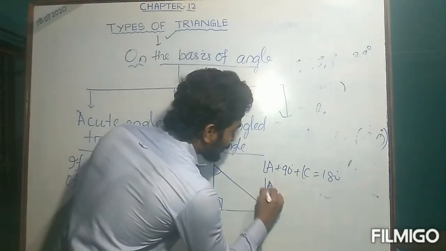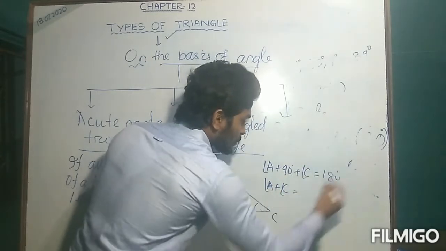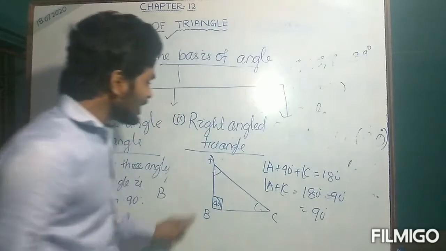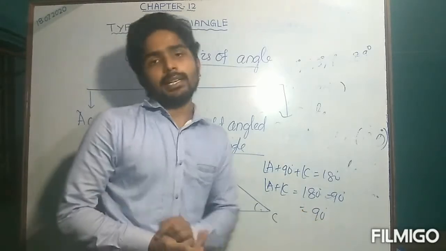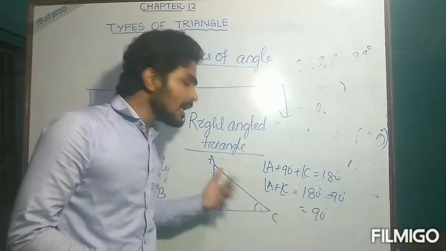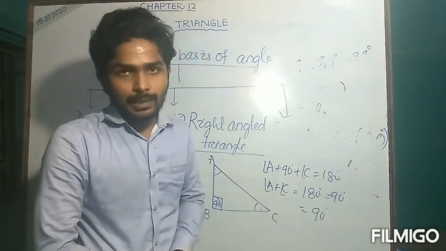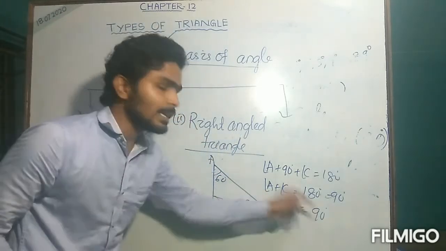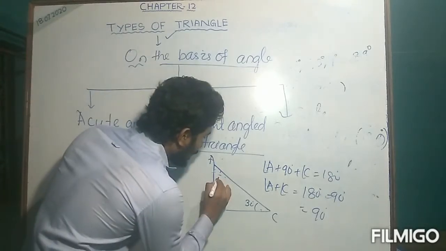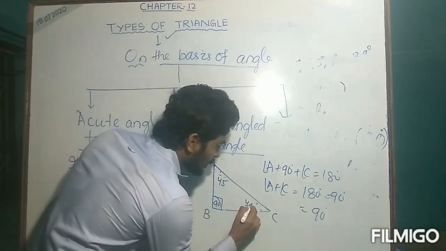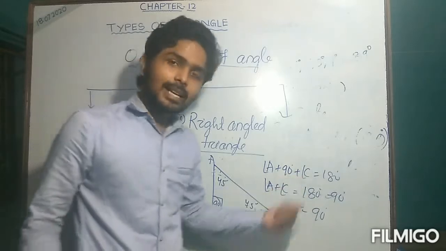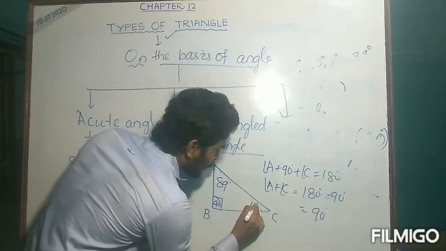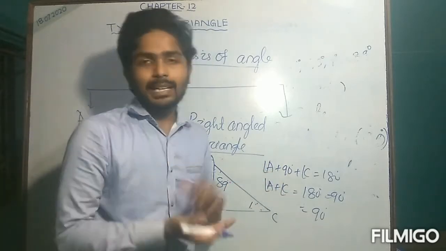The sum of A plus C: 90 goes to the right hand side, it will be minus 90, so it is 90 degree. That means A and C add up to 90 degree. It means A and C must be less than 90 degree. Suppose it may be 60, then it may be 30. Or it may be 45, then it should be 45, because 45 plus 45 is 90 degree. You can take this as 89 degree, then it should be 1 degree, because 89 plus 1 is 90 degree.